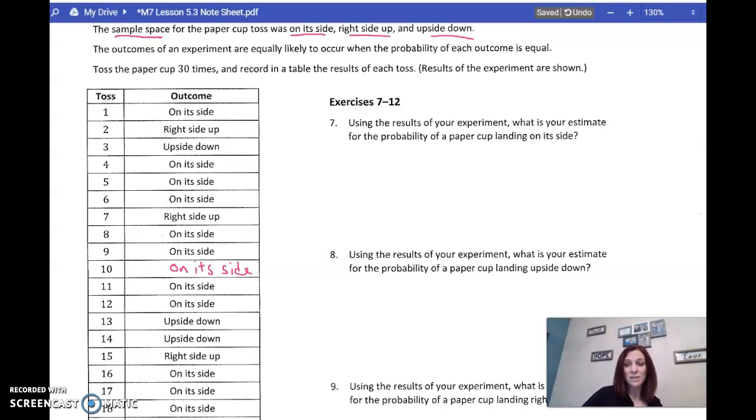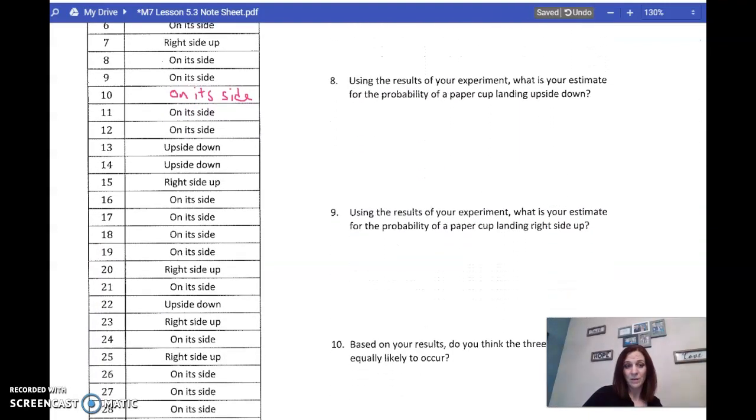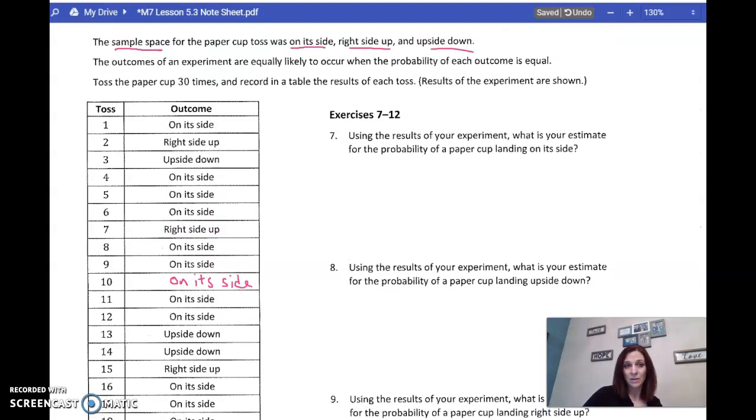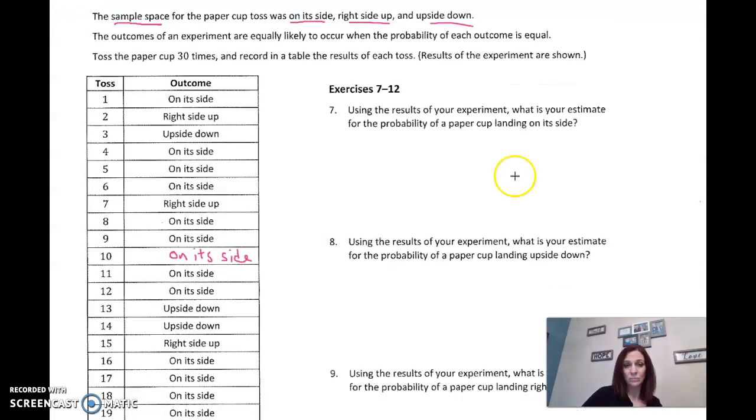Okay, so we're going to use these outcomes that you can see here to answer these questions. It says, using the results of your experiment, what is your estimate for the probability of a paper cup landing on its side? So remember our probability terminology. So the probability of the outcome being on its side. Remember, probability is how many times it actually happens over the total.